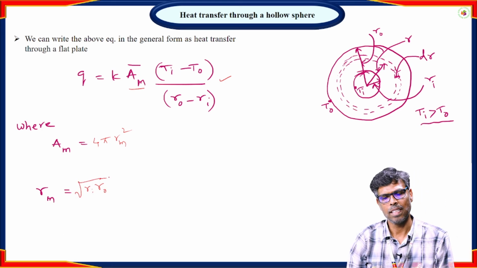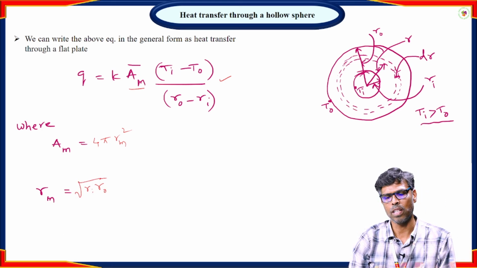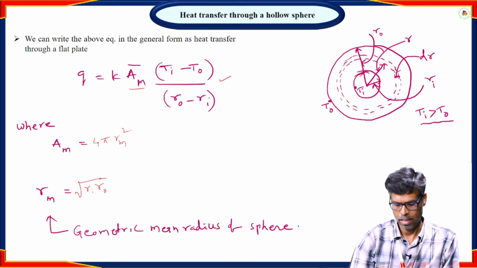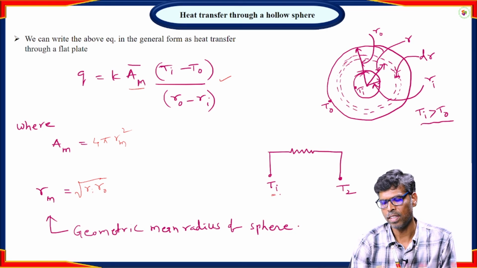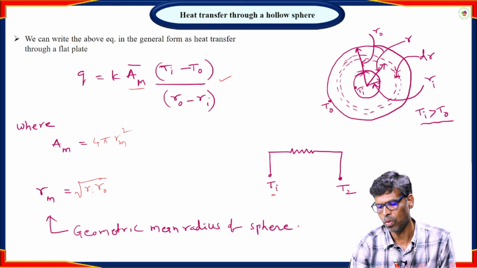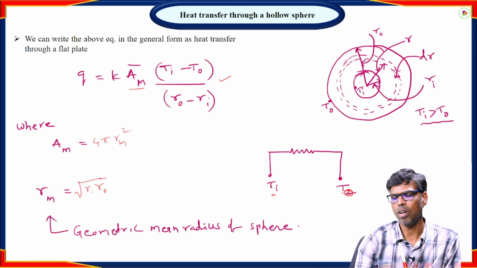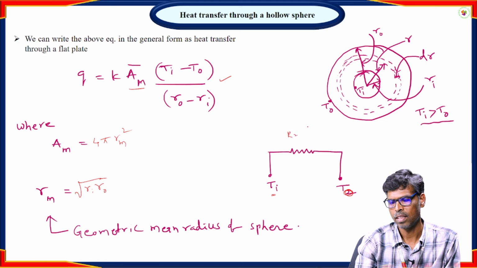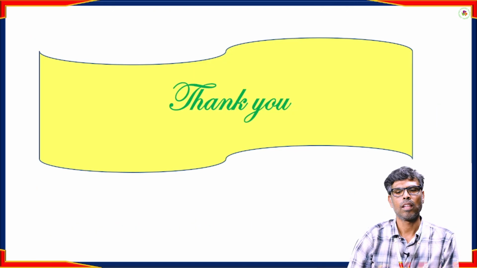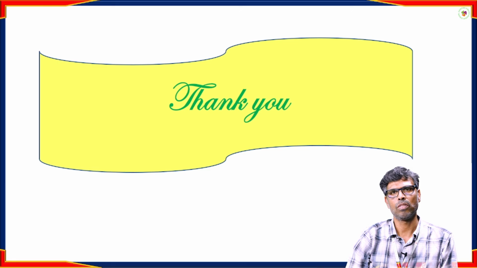We can represent this heat transfer rate through a hollow sphere in the thermal circuit form, where this is the inside surface temperature, To is the outside surface temperature, and resistance R is equal to 1 by Ri minus 1 by Ro divided by 4 pi K. This is the derivation for heat transfer through a hollow sphere.